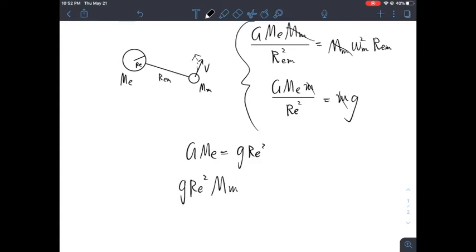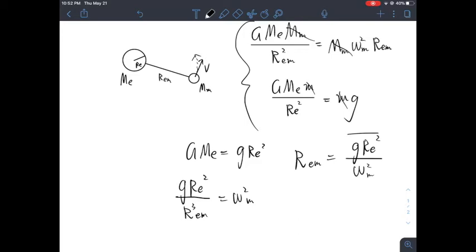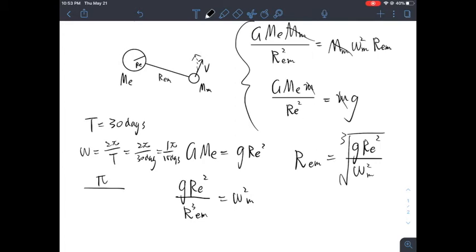We have g times R_E squared times M_M, and M_M cancels out from the left and right hand sides. So let's divide both sides by R_EM cubed. We get g R_E squared over R_EM cubed is equal to omega squared. So R_EM will be equal to g times R_E squared divided by omega squared, all to the power of one third. Then what is the omega of the Moon? We know the period the Moon needs to travel around the Earth is 30 days. So omega will be equal to 2 pi divided by T, which we can simplify to pi divided by 15 days.